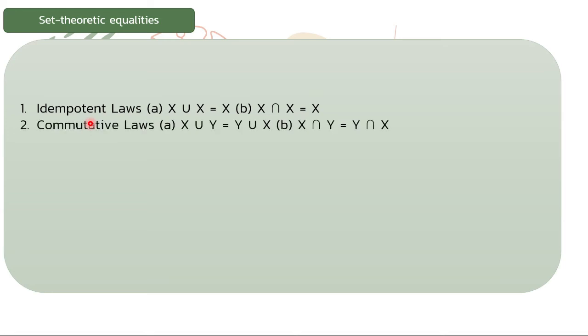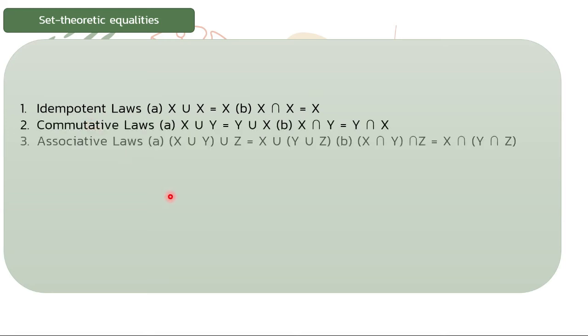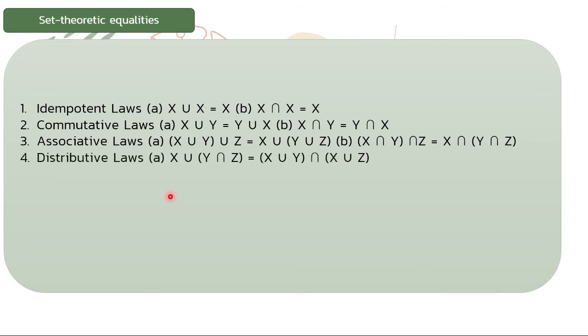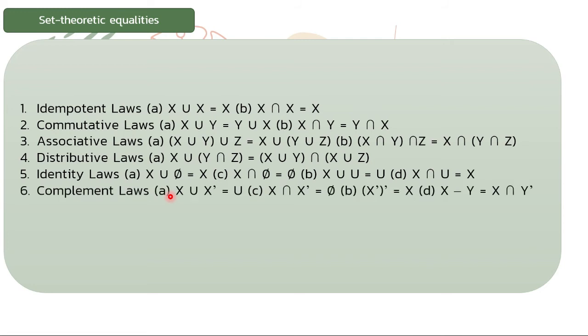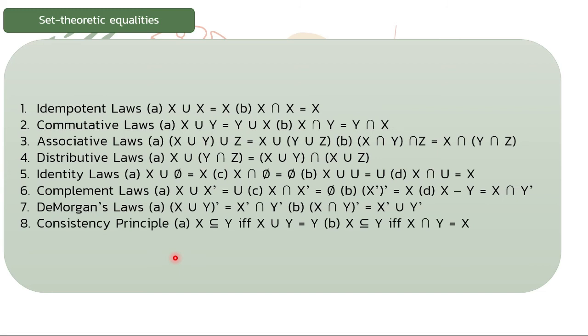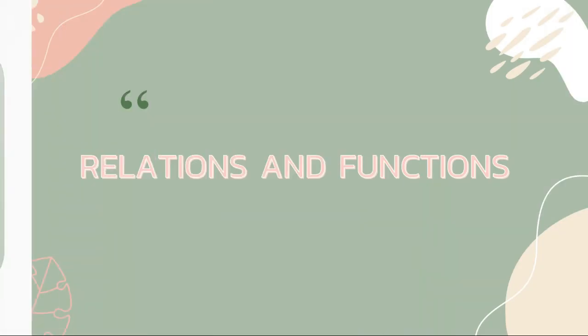Now about set theoretic equalities. Number 1 is idempotent laws, commutative laws, associative laws, distributive law, identity law, complement law, De Morgan's laws, consistency principle.